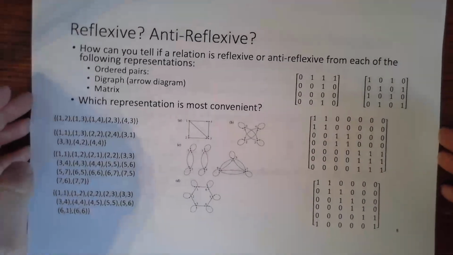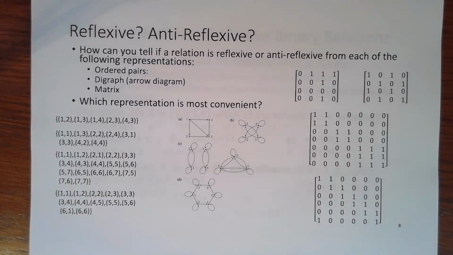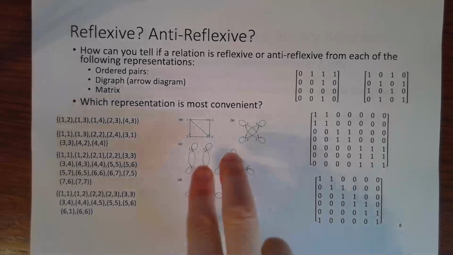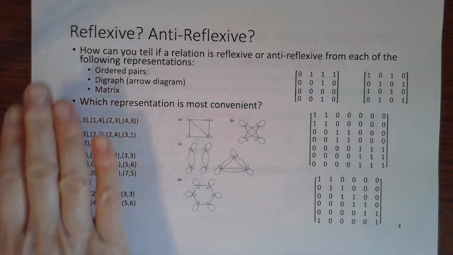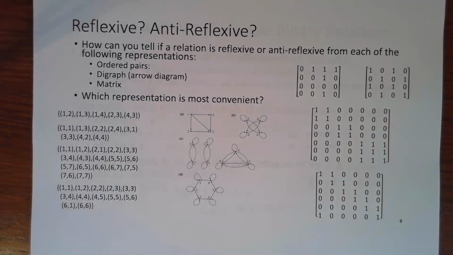Now, if we think about our representations that we looked at, ordered pairs, digraphs, and matrices, let's look at how we could, from a list of ordered pairs or from a digraph or from a matrix, determine whether a particular relation was reflexive or anti-reflexive. So let's go first to the ordered pairs.